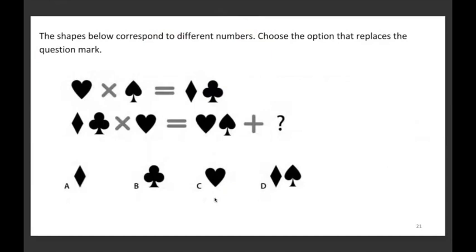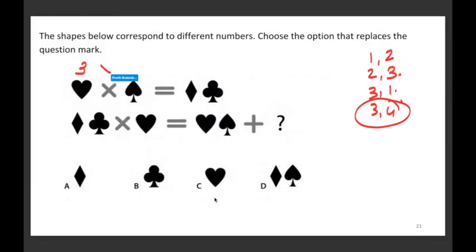Shapes below correspond to different numbers. Choose the option that replaces the question mark. Now, in this case, when I started solving it, I started with sets. 1, 2, 2, 3, 3, 1, 3, 4. When I reached here, that's where things started making sense. Because if I take this as 3 and this as 4, so this has to be 1 and 2, which is different from these two numbers.